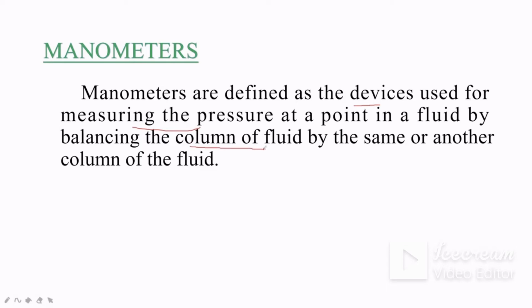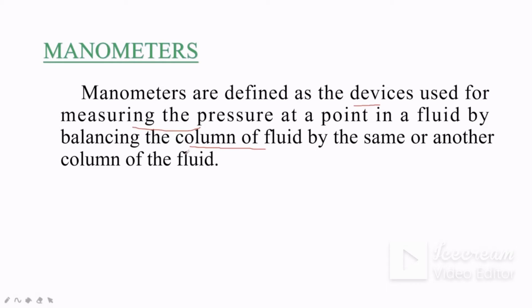When you go through the image, you will get to know what this column is. Just note it down. Manometers are defined as the devices used for measuring pressure at a point in a fluid by balancing the column of fluid by the same or another column of fluid. When you question and learn, you will get the definition easily and fluently with reasoning, so that you can remember it properly. So these are the manometers.